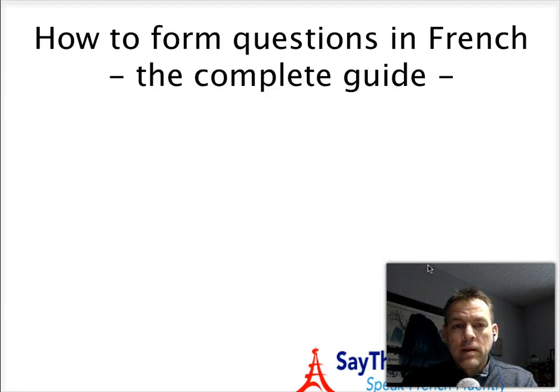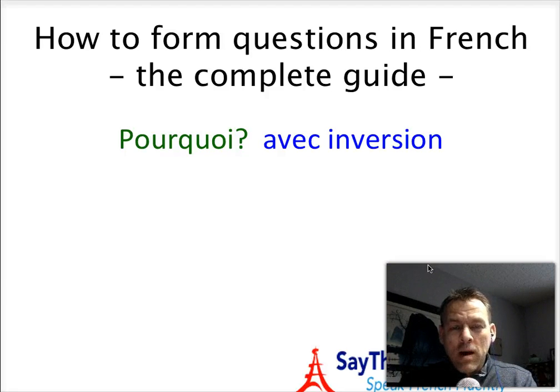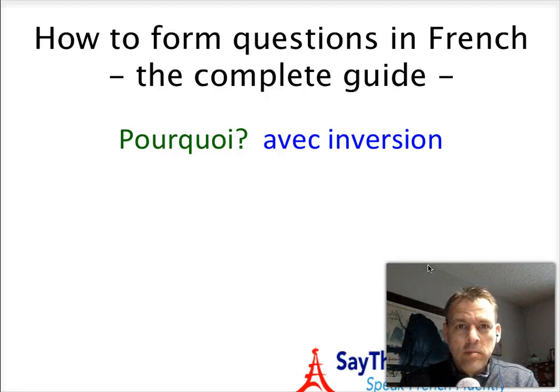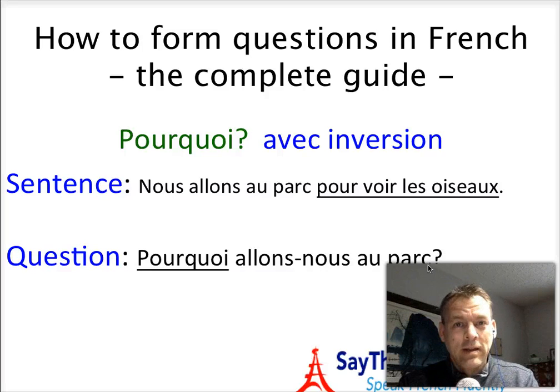Okay. Moving on. Pourquoi? If you recall, pourquoi means why. So, nous allons au parc. Why? To see the birds. Pour voir les oiseaux, to see the birds, is a why. Why are we going to the park? Pourquoi allons-nous au parc?